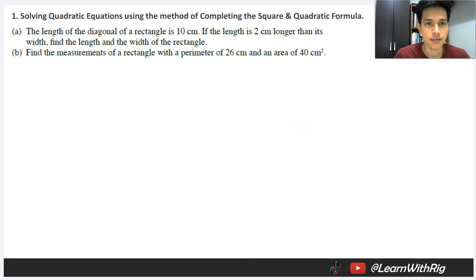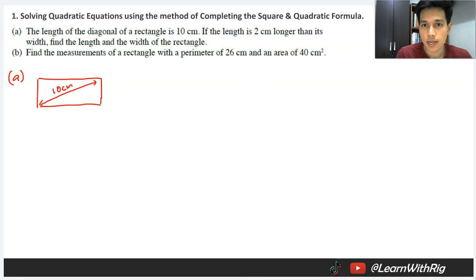Right, next, the length of a diagonal of a rectangle is 10 cm. If the length is 2 cm longer than its width, find the length and width of the rectangle. So first thing, you draw your rectangle. Okay, so they're saying that there is a rectangle. We got a rectangle here, and this rectangle, the diagonal length, that means this length here, is 10 cm.